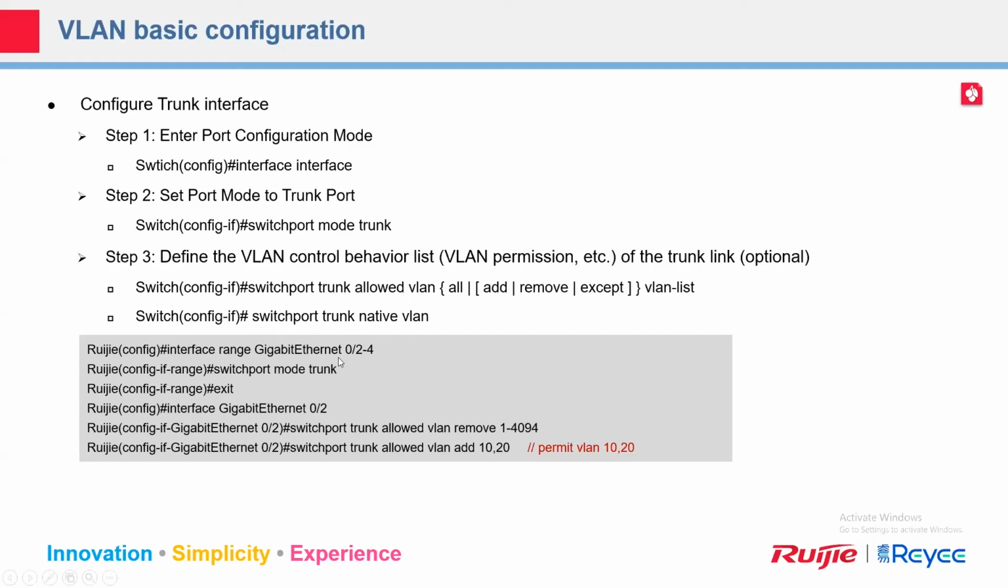We can enter the interface and change the mode to become trunk, and later enter the interface to remove the VLAN 1 to 24, 40, and 94. That means in this configuration, this interface does not allow any of the VLANs. And then we can add which VLAN can be passed through. So this is a command, switchport trunk allow VLAN, and we add VLAN 10 and 20. That means on interface 2, we allow VLAN 10 and 20 to pass through. If we don't change the native VLAN, the native VLAN is VLAN 1. So this is a typical configuration.